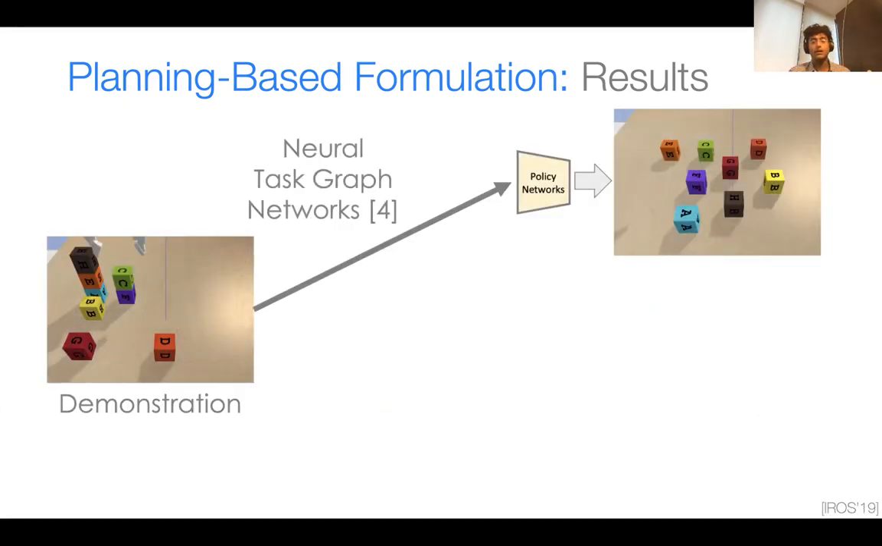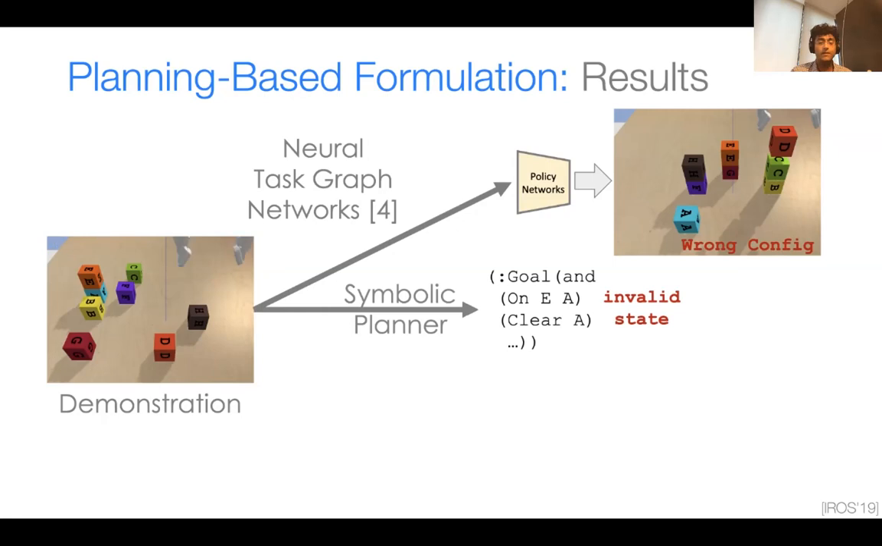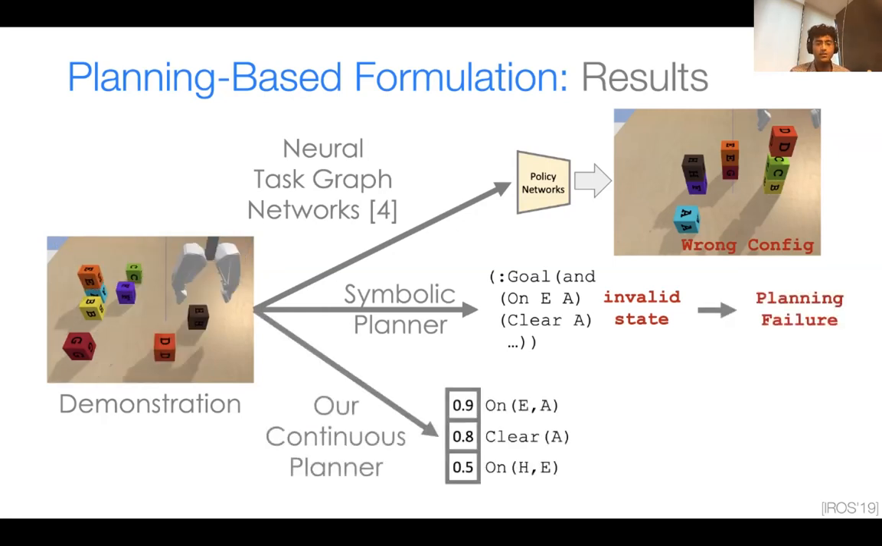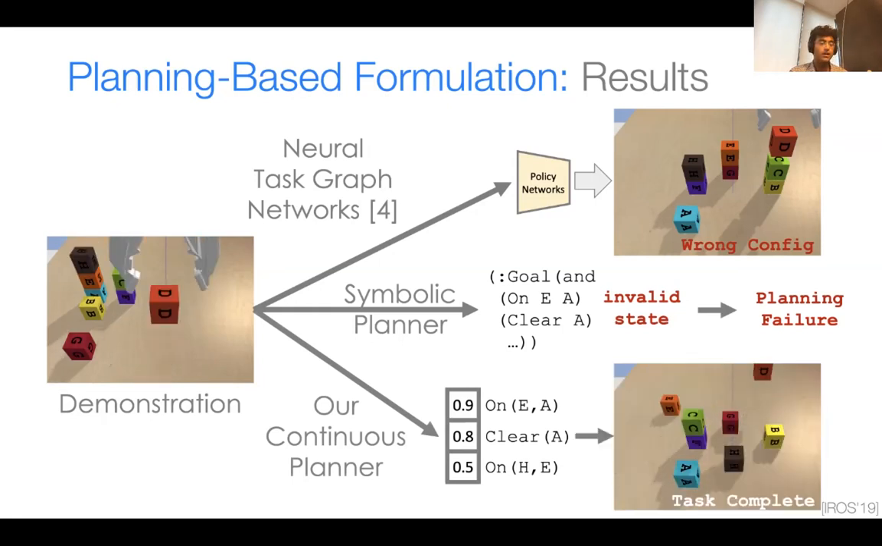So qualitatively, given a demonstration, in this case, neural task graphs fails because it cannot actually infer the goal. The symbolic planner just outputs an invalid state, which results in planning failure, and our model can actually perform this task to completion.